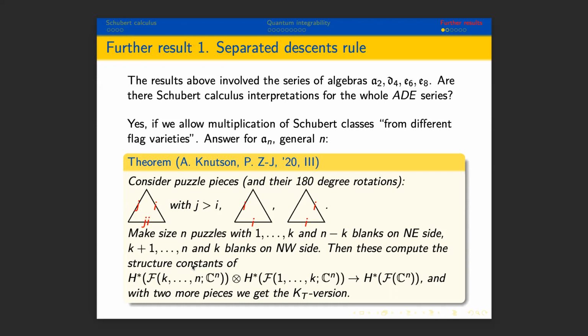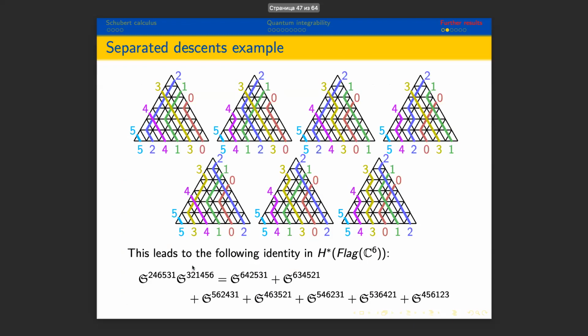And the puzzle rules have certain inequalities, which again occur in the limit when you take the parameter to 0. And then you take these puzzles, you put them together, and they compute the structure constants of, basically, you take Schubert classes from partial flag varieties, but then you pull them back to the full flag variety, and then you take their products. So the way you should think about it is we're working in the full flag variety, but we're not allowed to take the products of arbitrary classes, only those that are pullbacks from some partial flag varieties. So that's the rule.